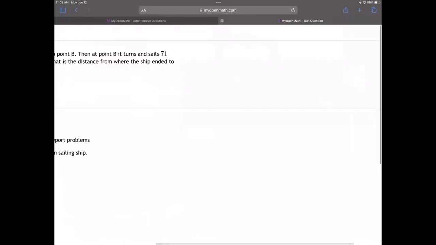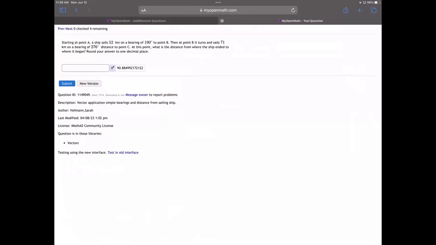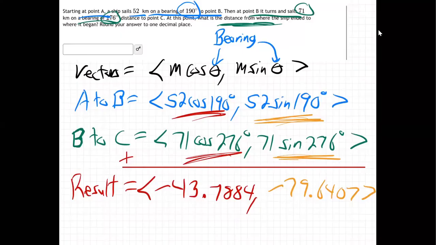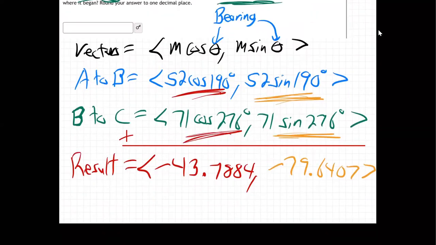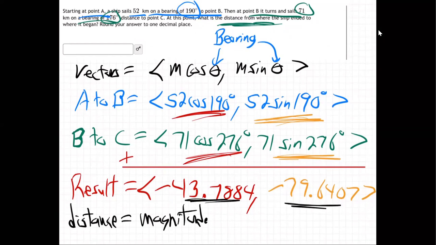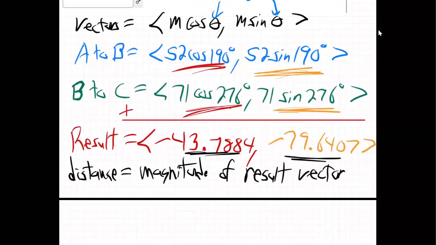Let's go make sure my answers are right. Oh, wait a minute. And then it wants distance. Yeah, I didn't finish the problem. I better read the whole question. So now it wants what is the distance? So the distance is the magnitude of that vector. Distance equals the magnitude. Notice how long is this vector? Magnitude of the result vector. So that's what distance is.